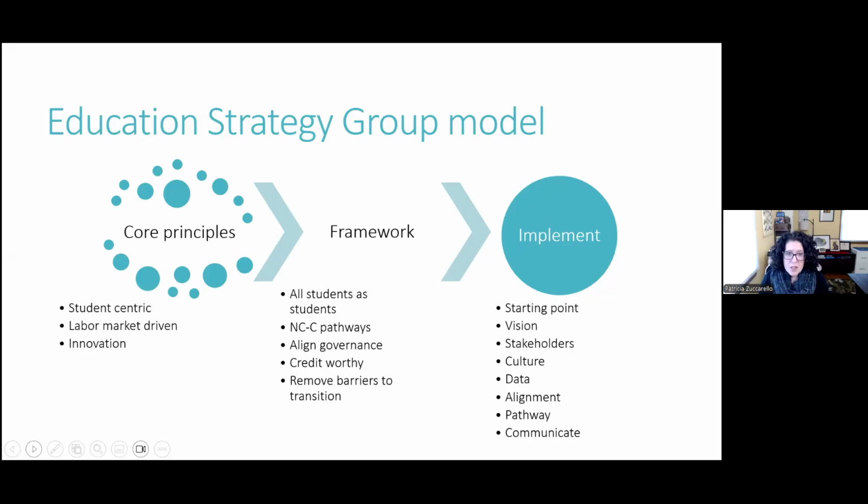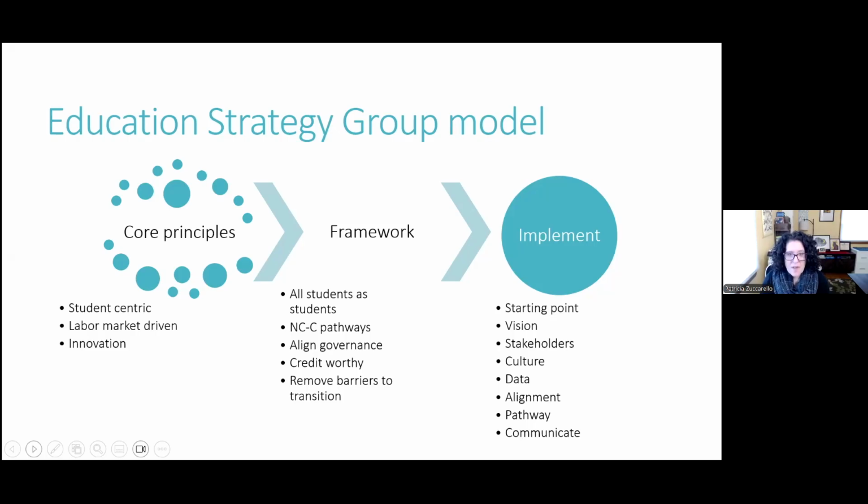So this is the original model from Education Strategy Group. They worked over a period of a few years with about 14 colleges that were trying to figure out how to do better work around non-credit to credit transition. So this is to say, you're not alone in your quest. This has been a hot topic for quite a while now.